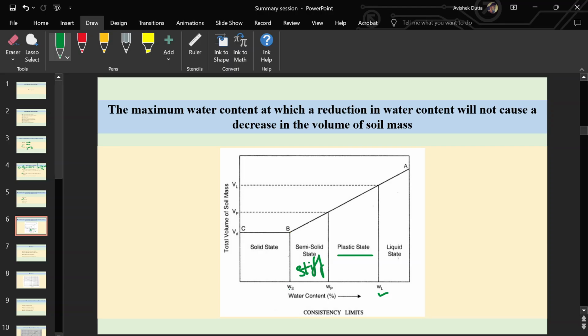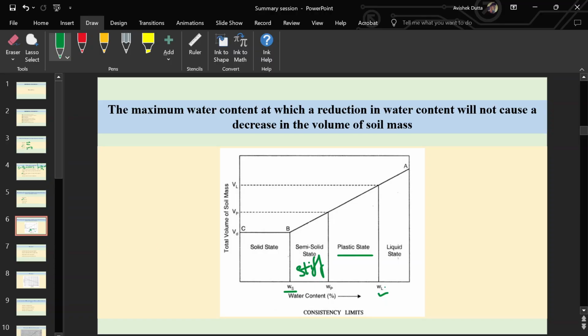Now at B, when we reach the shrinkage limit and we start drying the soil again, we will see that though the moisture content gets reduced, the volume will not change. That means whatever the soil volume was initially, the voids are now filled with water. As we are drying, the voids are getting replaced with air and not water. So this is the point where even when drying or reducing the moisture content, it will not cause any decrease in the volume of the soil mass. So this is called the shrinkage limit.